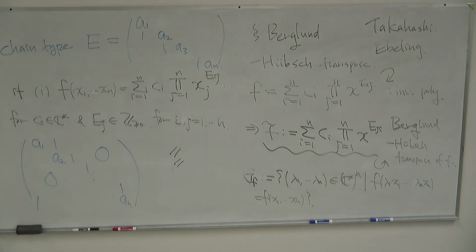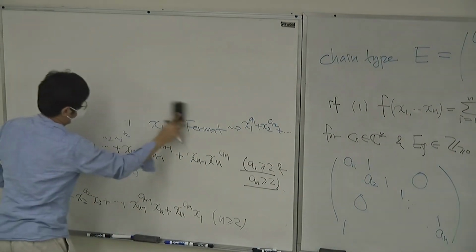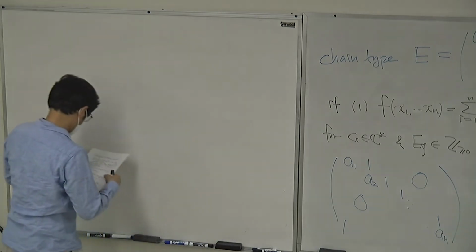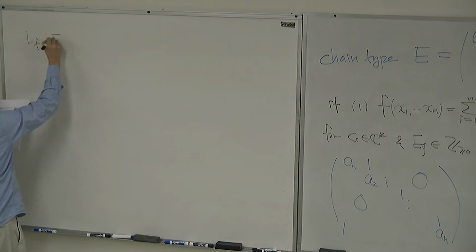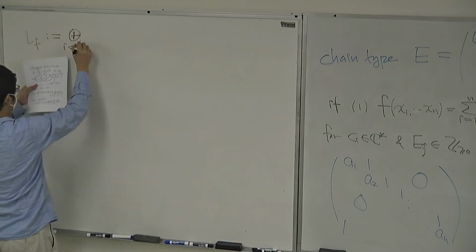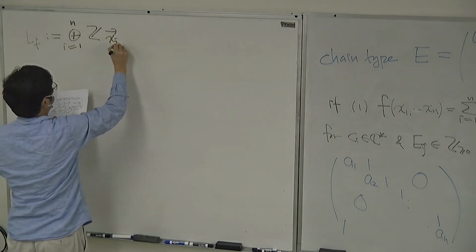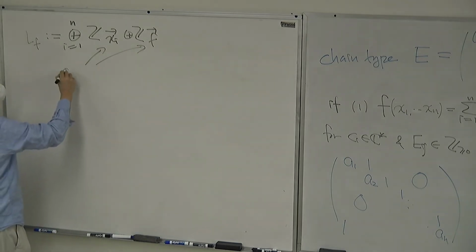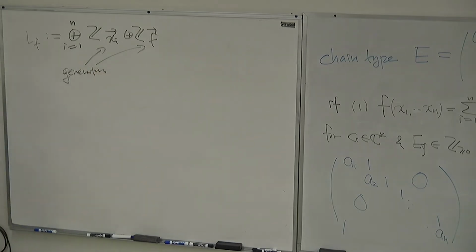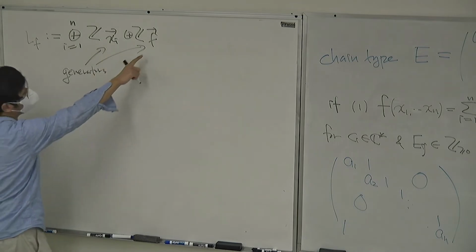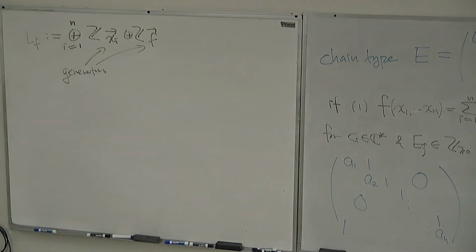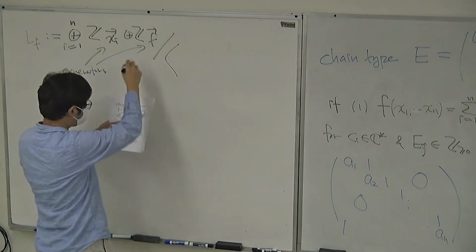And I can define another group, L_F, which I define this way. I consider the free abelian group generated by the symbols x_i, for i from 1 to n, and f. So x_i and f are symbols, and I consider this formal free abelian group generated by these generators, and I quotient out this group by this relation.